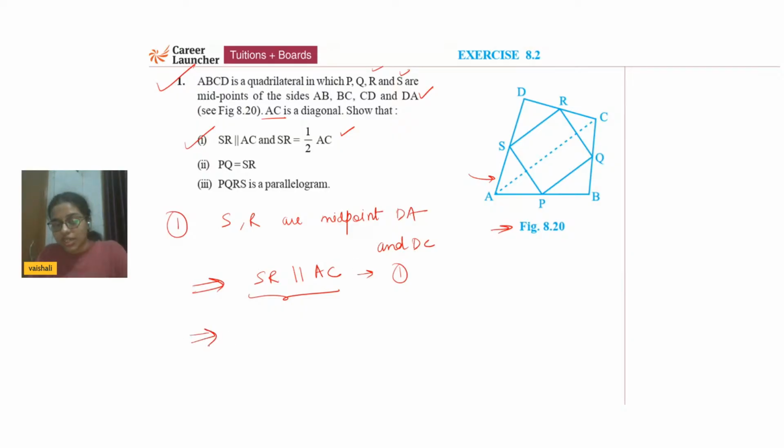Now not only that, from the same theorem, from the midpoint theorem itself, I can say that my SR will be half of the diagonal AC. Okay? So this diagonal that you're looking at, AC, it will be half of that.